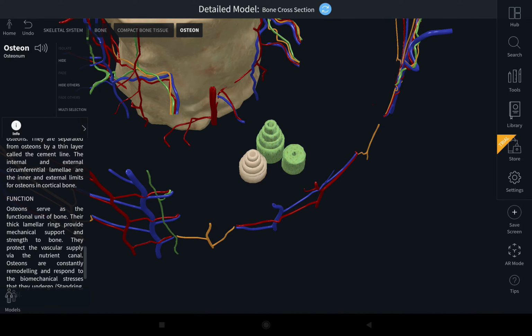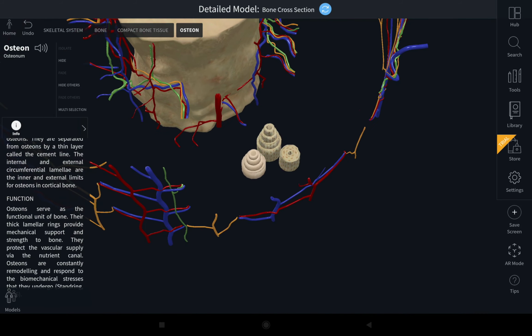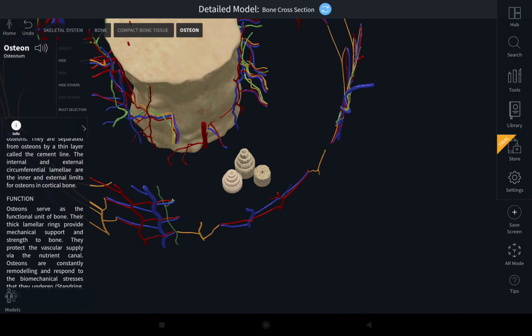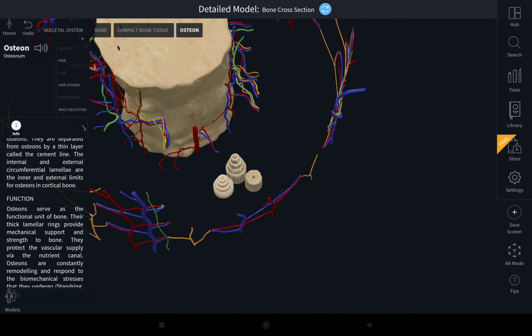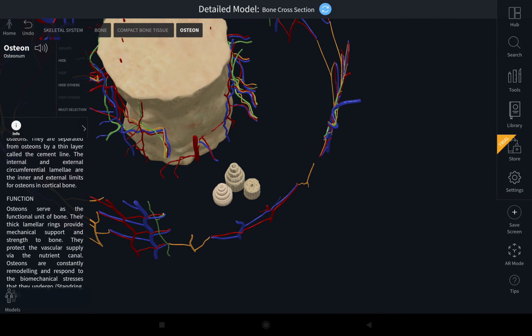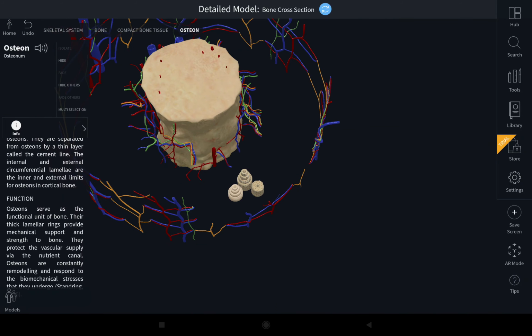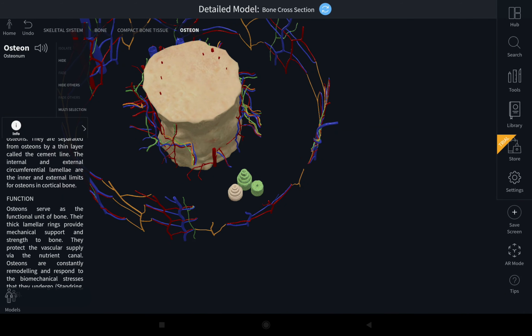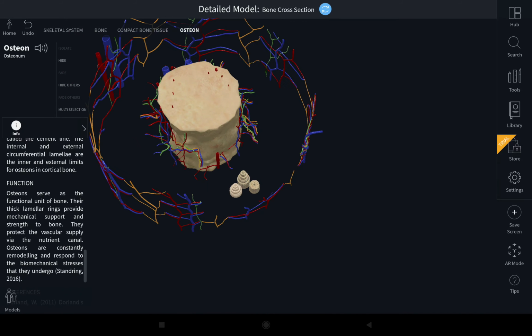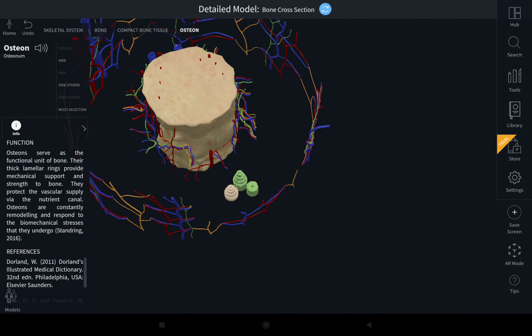Function. Osteons serve as the functional unit of bone. Their thick lamellar rings provide mechanical support and strength to bone. They protect the vascular supply via the nutrient canal. Osteons are constantly remodeling and respond to the biomechanical stresses that they undergo.